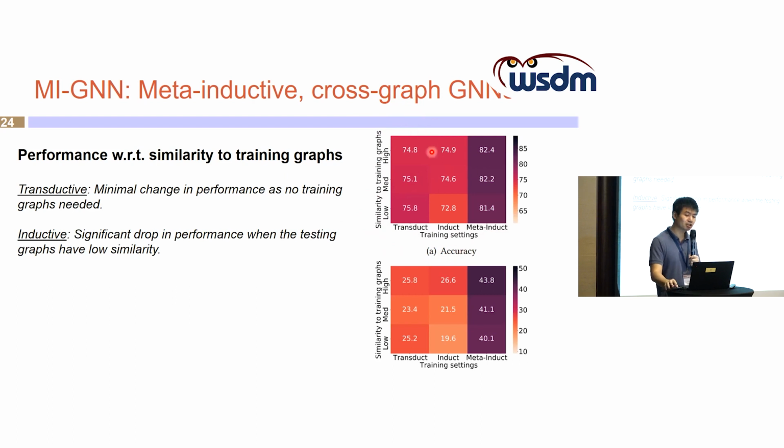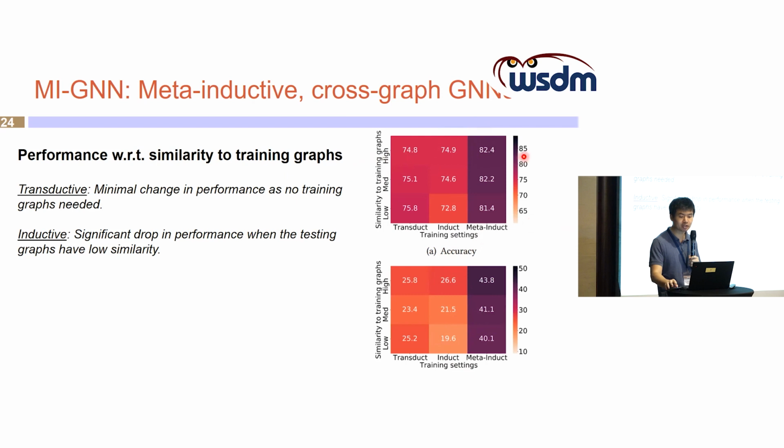But for the inductive setting, if the testing graph is very similar to the training graph, then it can have good performance. But if the testing graph is different from the training graph, then you see a noticeable performance drop here. The F1 score actually has a more severe drop. That's natural, because the testing graph has a different distribution from your training graph.